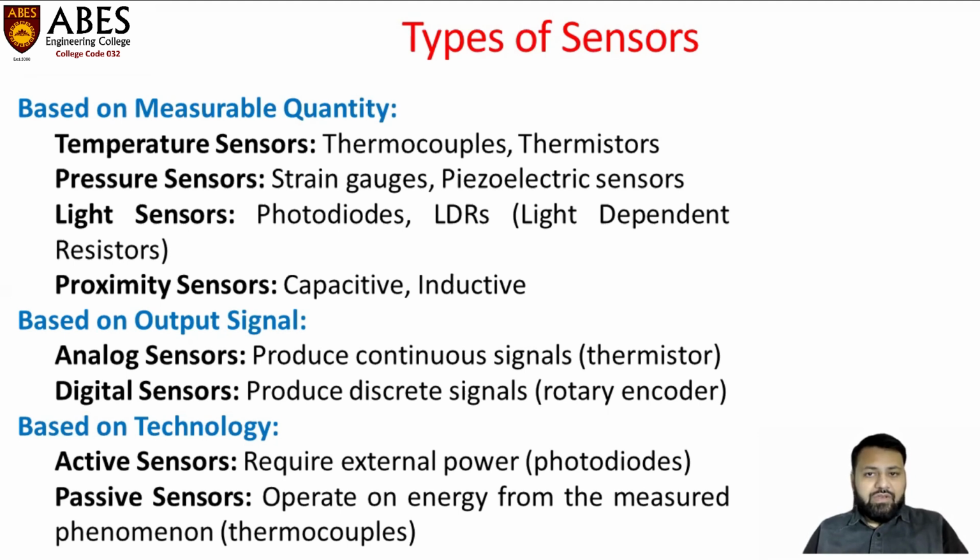Now we can also classify the sensors based on the technology used, like active sensors and passive sensors. The sensors which require external power for their operation are known as active sensors, and the sensors which can operate on the energy from the measured phenomenon itself are known as passive sensors. As an example of passive sensors we can consider thermocouples, and in active sensors we can consider photodiodes.